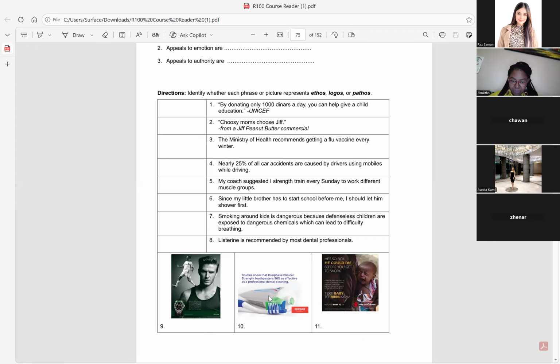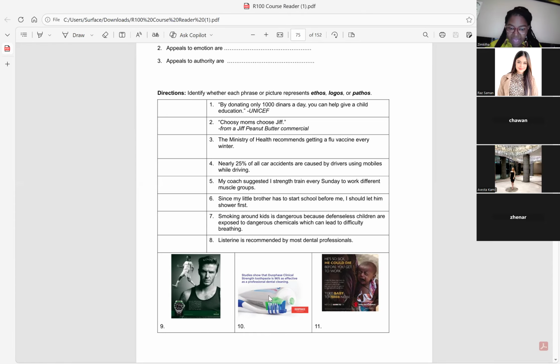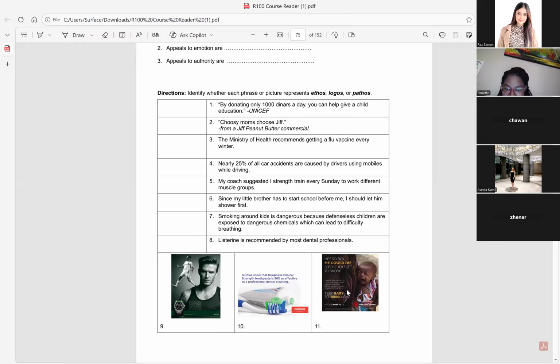I think it's logos because it's statistical and gives us the fact, for example. Yes, perfect. Okay, very good. All right, it is logos. And then the 11th picture, what do you think that one is?